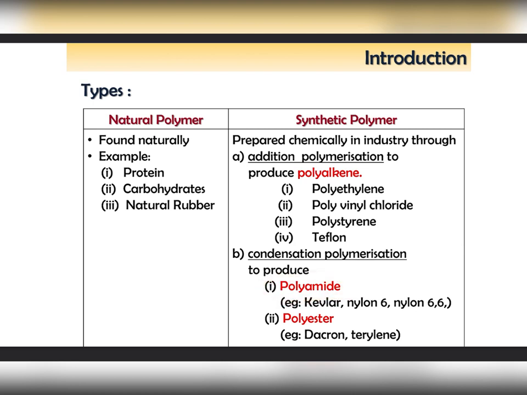So, contoh dia adalah Kevlar. So, Kevlar ni adalah bahan untuk bulletproof vest and nylon 6 and also nylon 6-6. Okay, dua ni berbeza dia punya structure. Both ni adalah kegunaan dia untuk textile mainly. And next, kita ada polyester. So, untuk polyester, we have example here, Dacron ataupun Terylene.